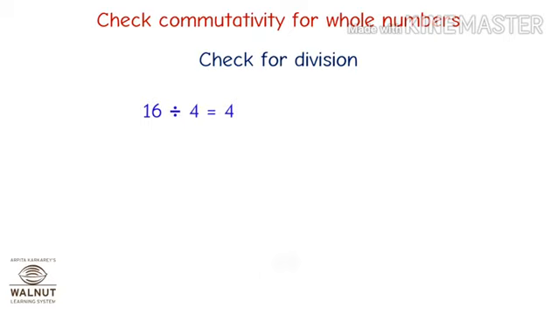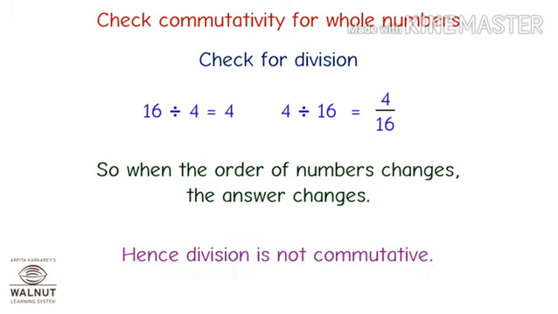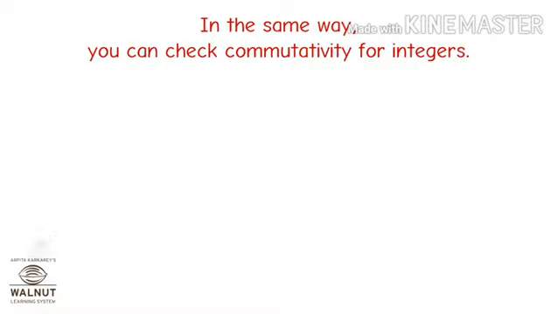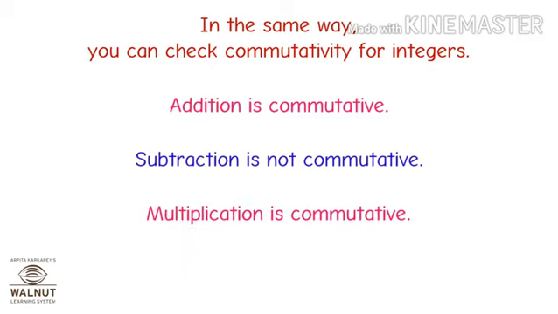16 divided by 4 is equal to 4. 4 divided by 16 is equal to 4 upon 16. So, when the order of numbers changes, the answer changes. Hence, division is not commutative. In the same way, you can check commutativity for integers. Addition is commutative. Subtraction is not commutative. Multiplication is commutative. And division is not commutative.